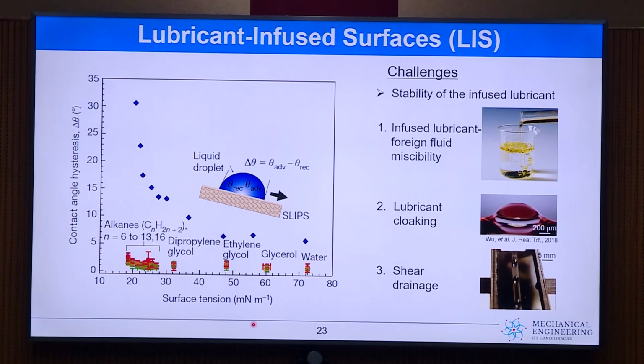So we don't want lubricant cloaking because that is going to prevent the interaction of vapor with the liquid, and there can also be shear drainage. Of course, we have a liquid, so if we have droplets, depending on how well the oil is infused and the different forces acting, we can end up having shear drainage, which is also something we do not want.